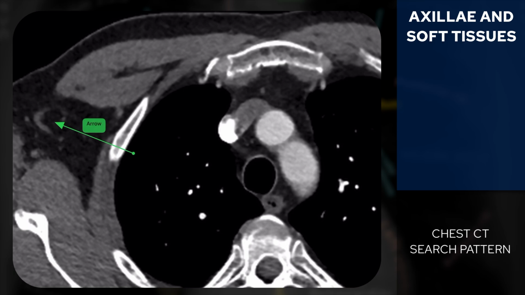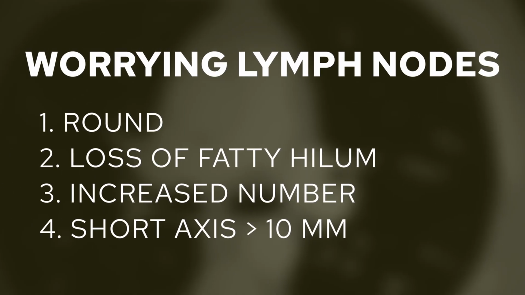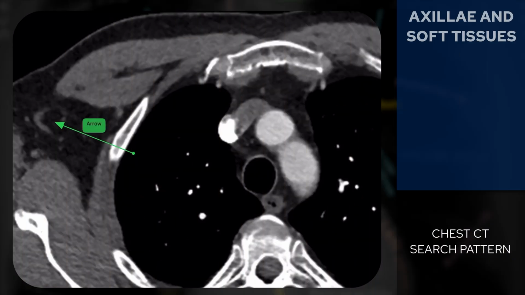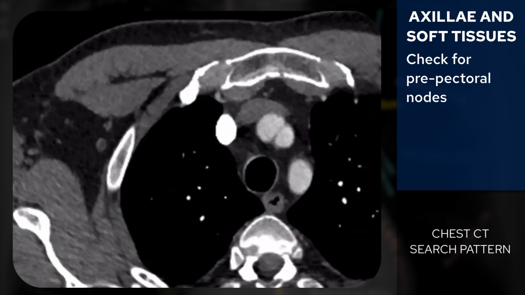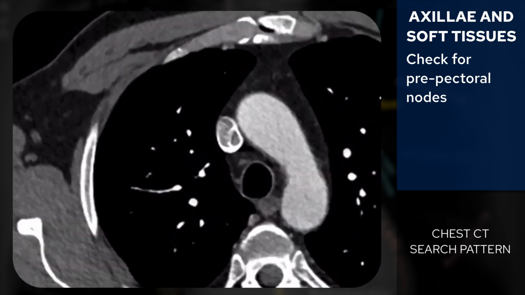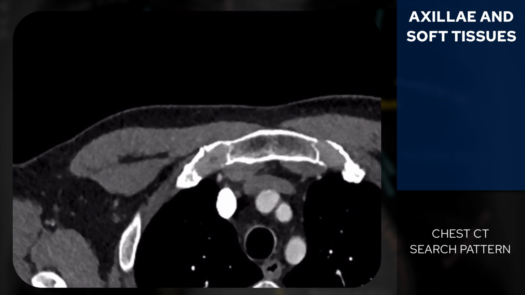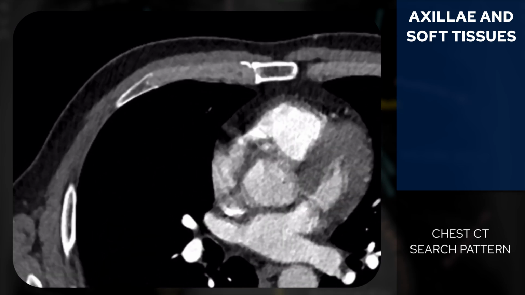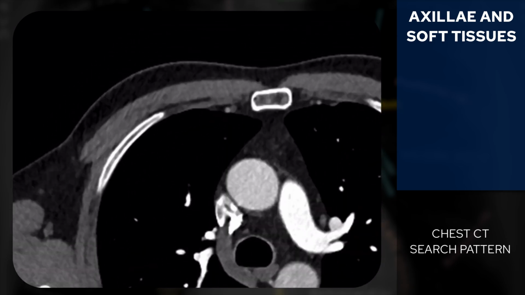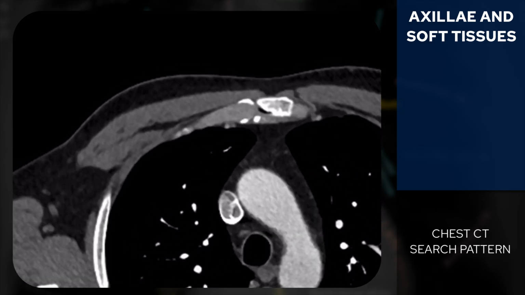When would I worry about these? Well, if it started to be a round morphology where it loses its fatty hilum, if there's an increased number, or the size is more than 10 millimeters, is when I'd start to be concerned about axillary lymph nodes. Once I've looked in the axillary regions, I'm also going to look behind the pectoral muscles and look for any prepectoral nodes, which again you may see in cases such as breast cancer. And then I'm going to look at the chest wall itself, and if it's a female patient, look at the breast tissue, but also do that in a male as well, as male breast cancer is also a thing. And I'll do that on the right side, and I'll do that on the left side as well.